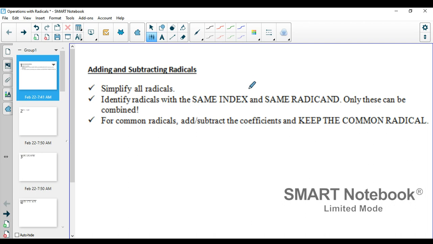All right, so our next set of notes is operations with radicals. Adding, subtracting, multiplying, dividing is going to be its own separate set of notes.